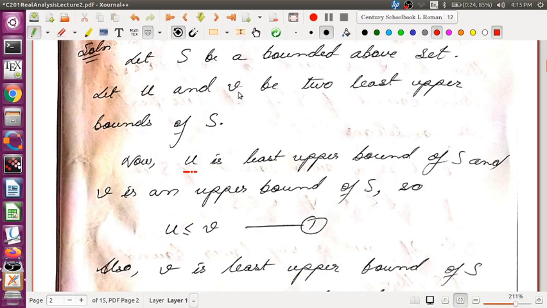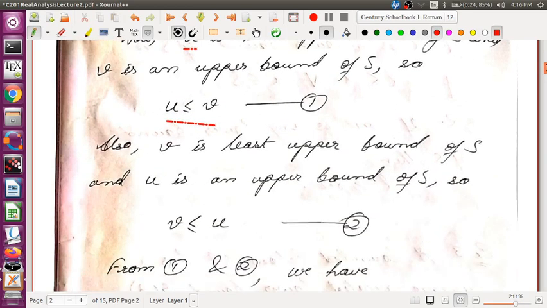So first of all, V is an upper bound, right? So V is any upper bound and U is the least upper bound. Then what is the relation between U and V? As per the earlier definition, U should be less than or equal to V. Again, since we have supposed that V is also a least upper bound, so V is the least upper bound and U is an upper bound of S. So the relation between V and U should be V less than or equal to U, right?